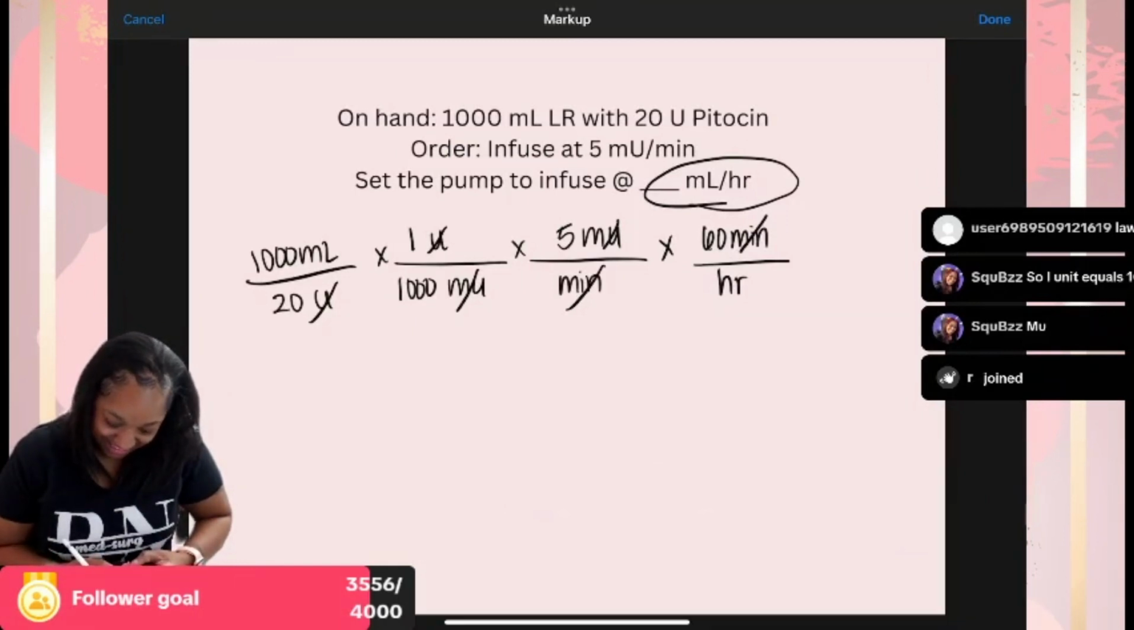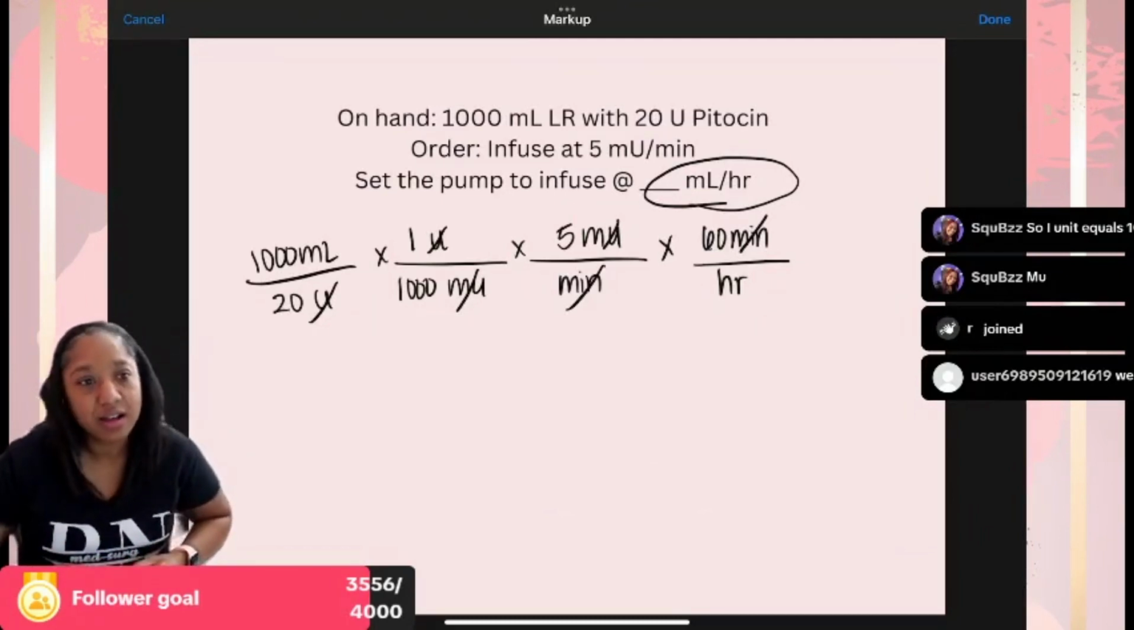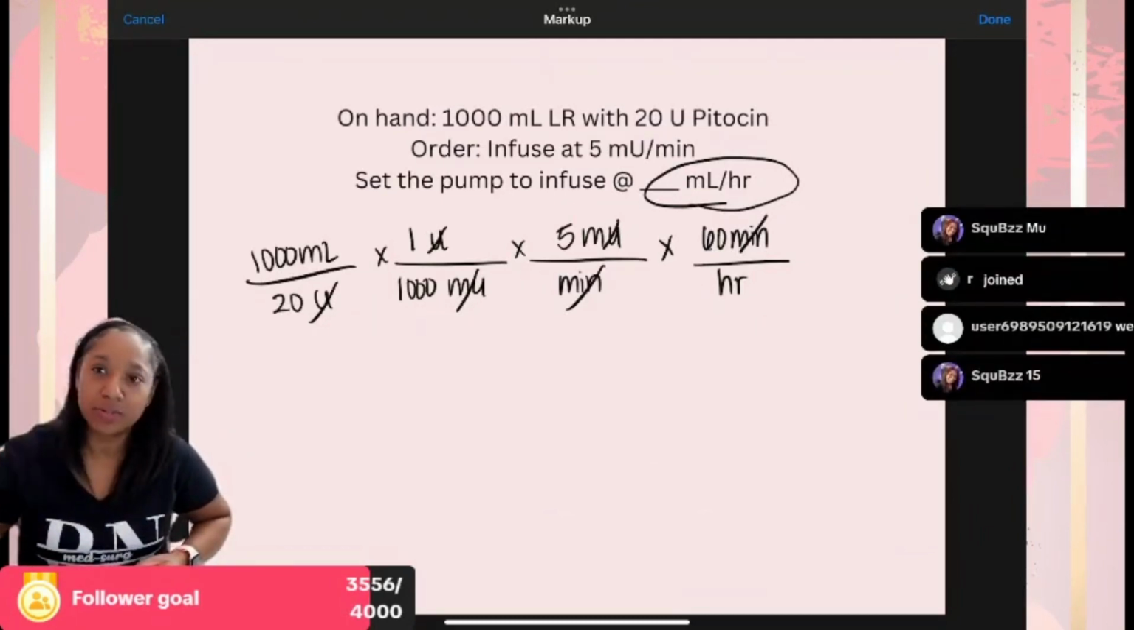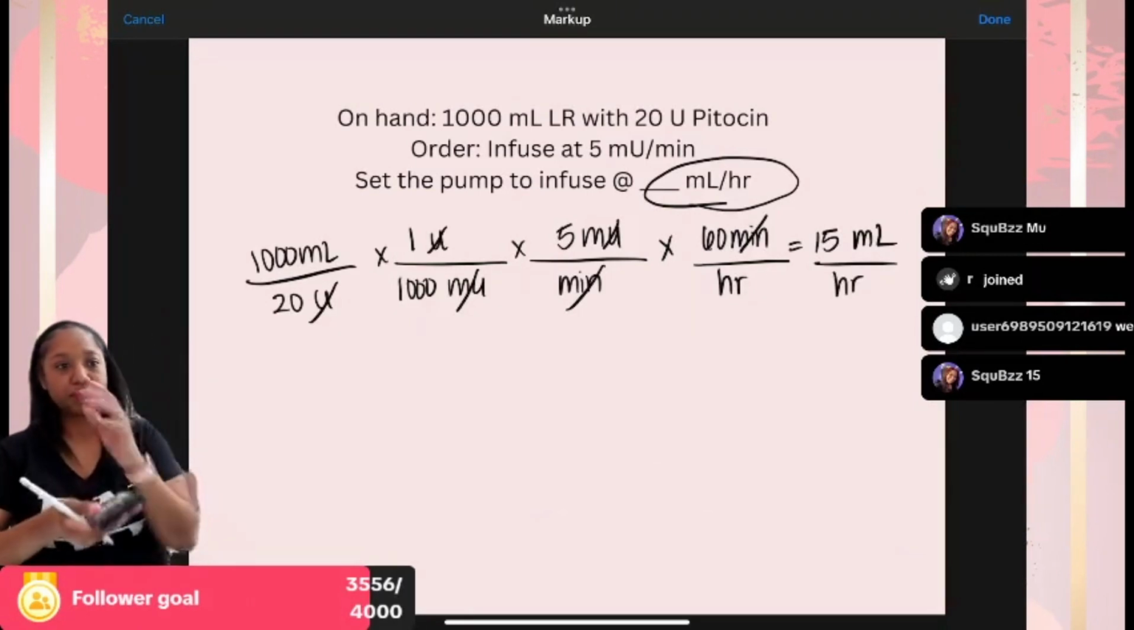Alrighty, 1,000 times 5 times 60 divided by 20 divided by 1,000. You stuck? Okay. Which part? Which part? This is why we do it. I don't want anybody stuck.